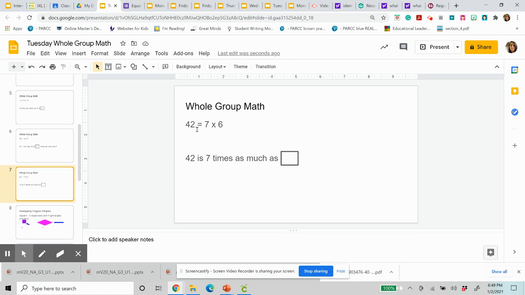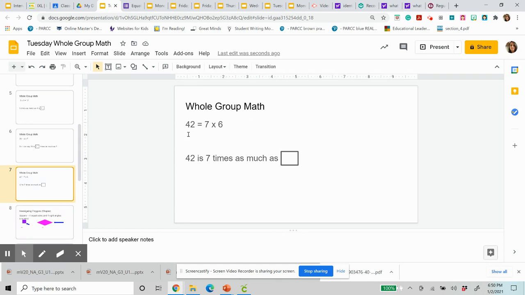All right, let's look at this last equation. Our last multiplication equation. 42 equals 7 times 6. All right, so in chat, just tell me what the product is of this equation. Out of these numbers, okay, so your only choices are 42, 7, or 6. Which one of these numbers is the product? Okay, remember, what does product mean? Product means the answer to a multiplication problem. So which one of these numbers is the product?